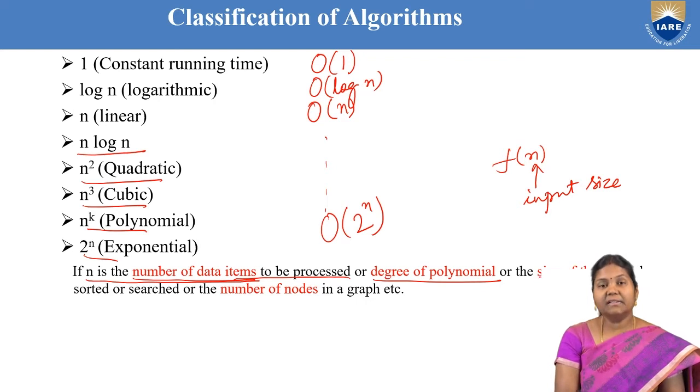n can be the size of the file also. If you are doing a file processing application, then the time complexity is required on, or calculated based on, the size of the file to be processed. So, n can be the size of the file. Or n can be the number of nodes in a graph. If you are doing a graphical application, and you are reading a graph and doing some operations on the graph, then n can be the number of nodes in the graph also.